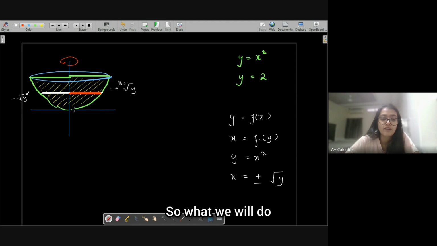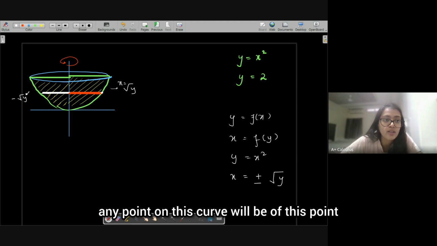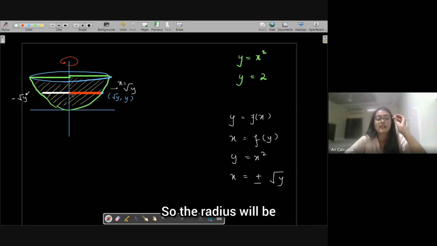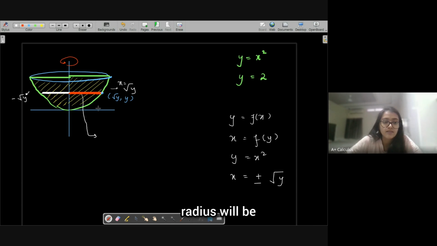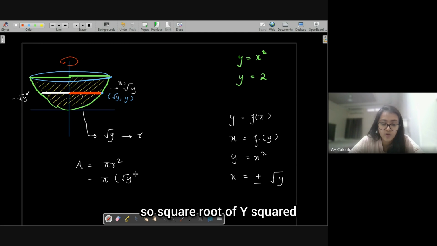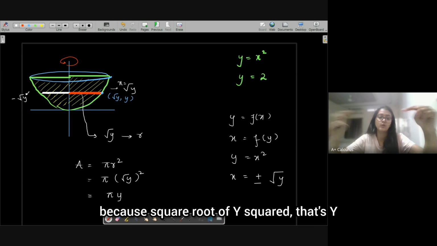So this is the x coordinate. Any point on this curve will be of this form: x coordinate will be square root of y, comma y. So the radius, this is the radius, the length of the radius will be square root of y. I hope you are understanding this. And that's it. Now, area will be pi r squared. This is r. Pi times r, which is square root of y, squared, which is pi times y, because square root of y squared is y.